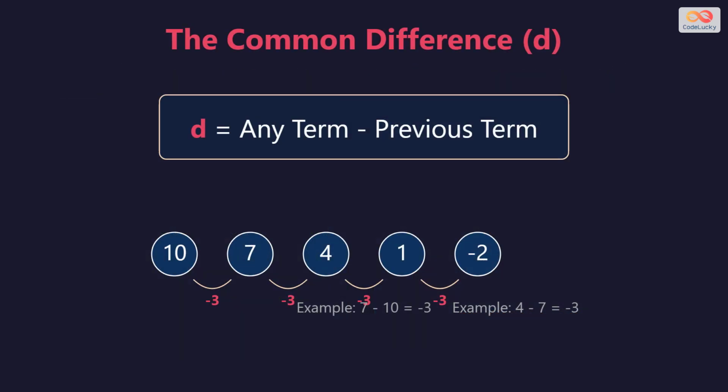We call that steady jump the common difference, and we represent it with the letter d. To find it, you just take any term in the sequence and subtract the term that came immediately before it. Whether you look at the beginning or the middle of the list, that result should always be the same.